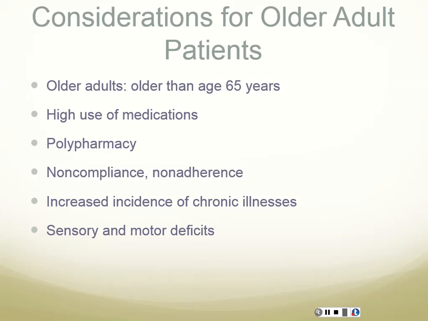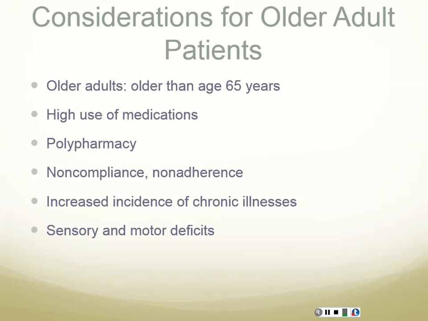So let's move to older adult patients. When we talk about older adults, we're talking about the group of patients who are 65 and older. They have a very high use of medications. These patients are often on a lot of medications, and the other term that we use for that is polypharmacy.